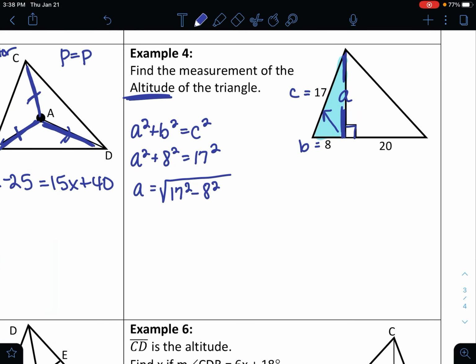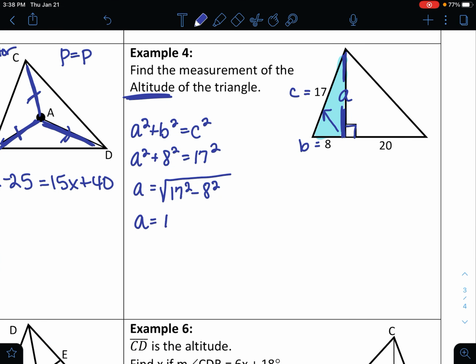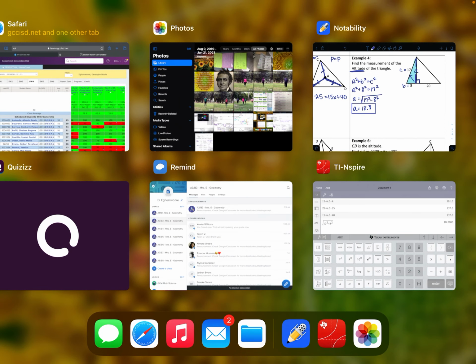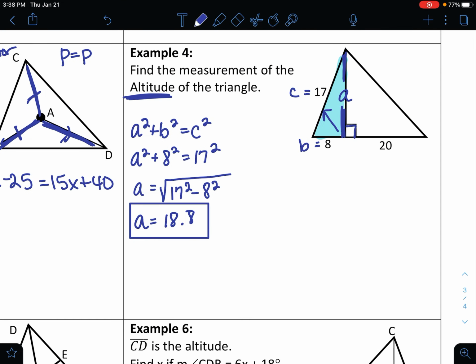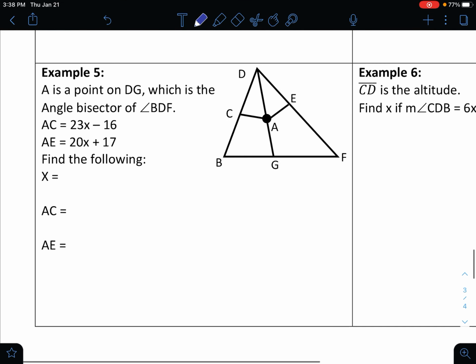I think we've forgotten how to round. If we ever knew, child, I don't know. All right, so the altitude is 18.8. Let me double check that, make sure I wrote it down correctly. Yes. All right, 18.8. Number 5.